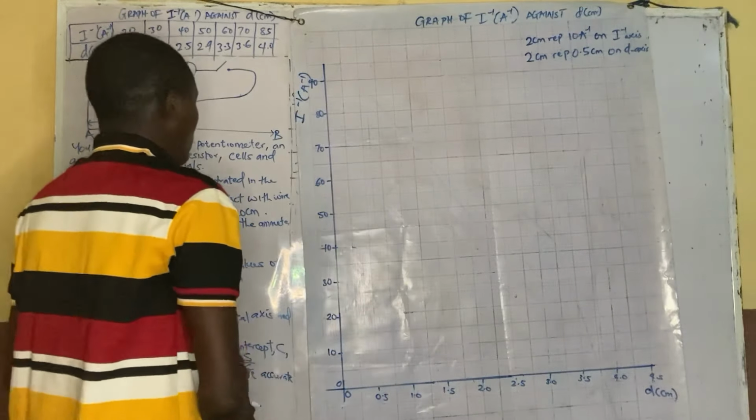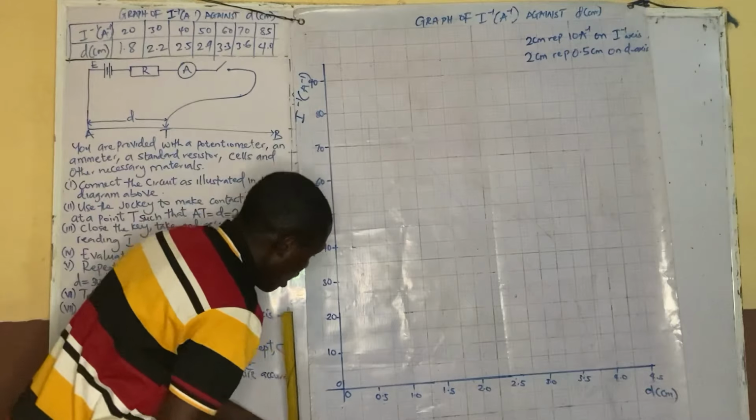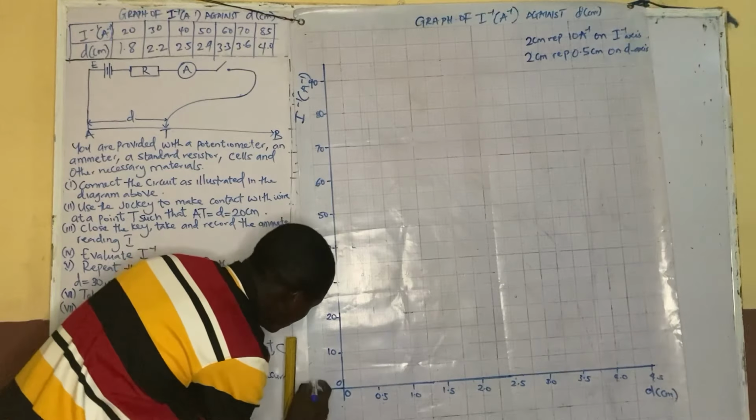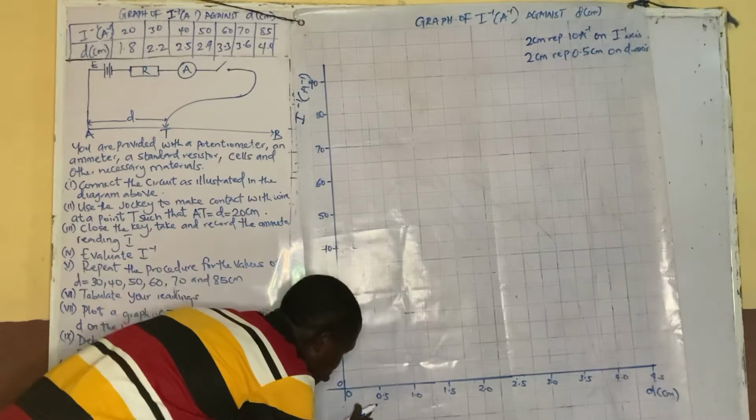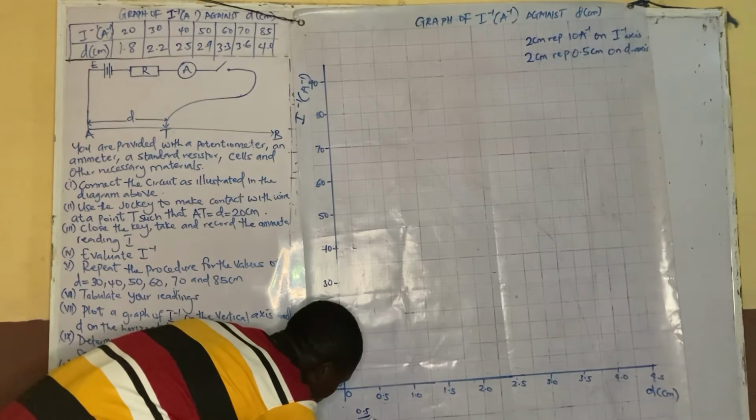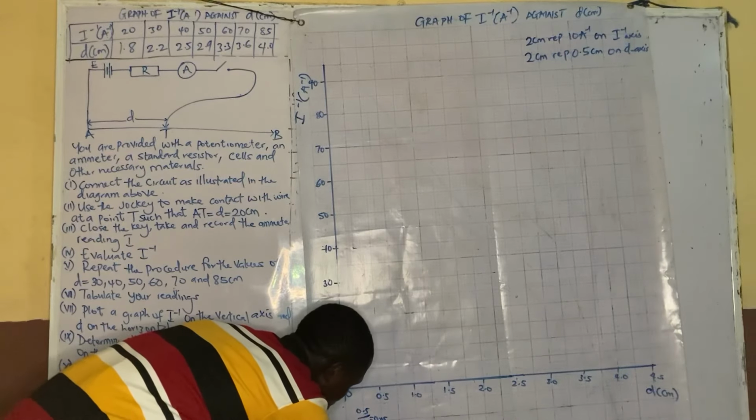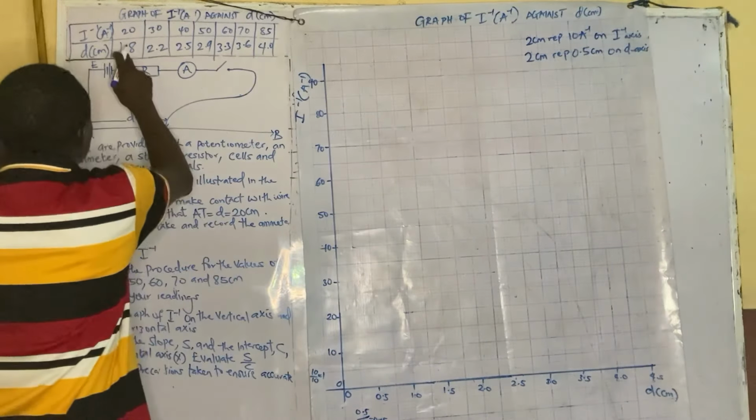So now let's begin to plot our graph. Now how do we know the position of 1.8? Each smaller box here means 10 divided by 10, so each box on this axis is 1. But each box here means 0.5 divided by 10, which means each box is 0.05. So two boxes is 2 times 0.05, which is 0.1. Now to locate 1.8.